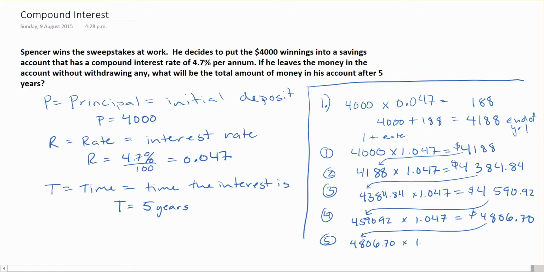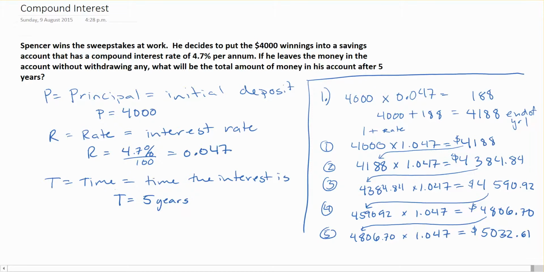4,806.70 times an increase of 1.047, and we get to $5,032.61. So if he leaves his money in the account untouched for a total of 5 years, he's earning in interest $1,032. If you take off the 4,000 there, basically the amount he's gotten through interest is $1,032. That's quite good for just putting your money in an account and letting it sit there.